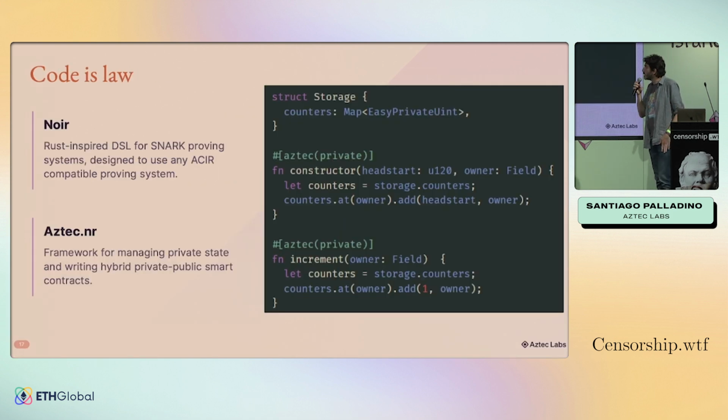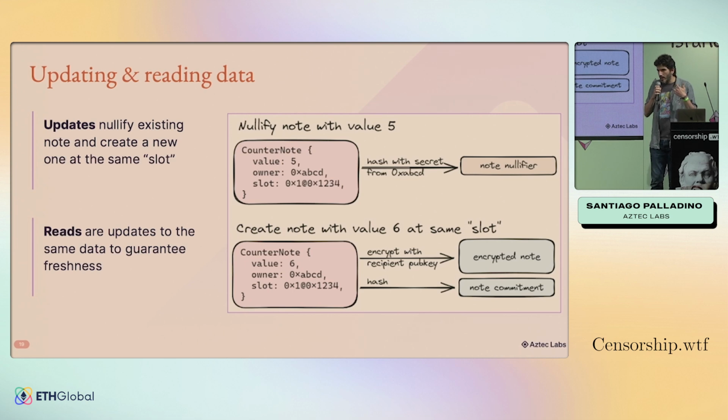How does this look in code? We are using Noir, which is a Rust-like DSL for writing circuits, augmented with a framework for writing contracts and having easy interaction with private state. Here in particular, we have an implementation of a very simple counter contract that keeps a counter for different users and allows incrementing them. And what's interesting is how this is implemented with nodes under the hood.